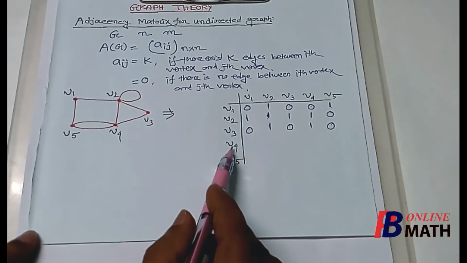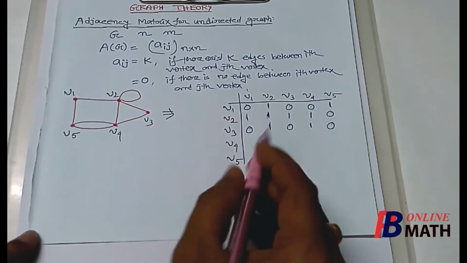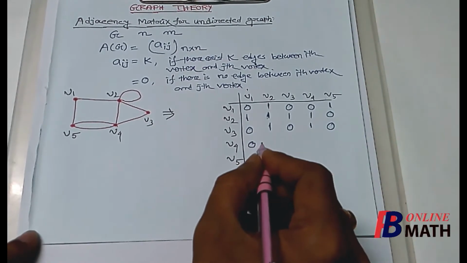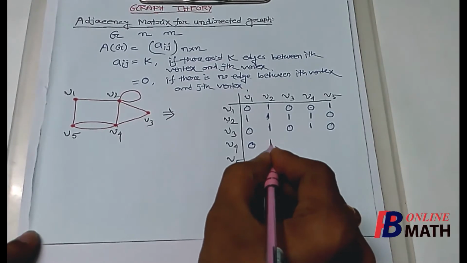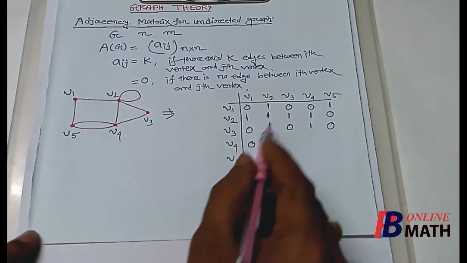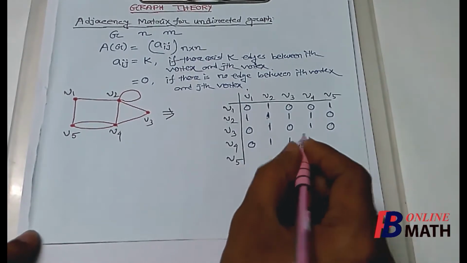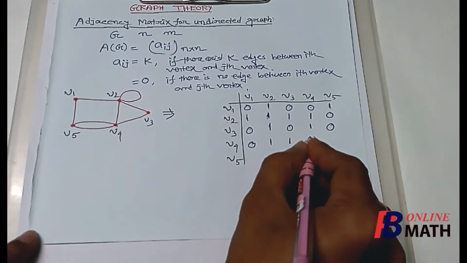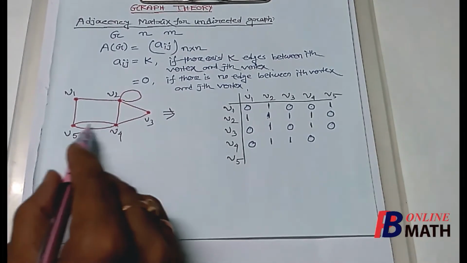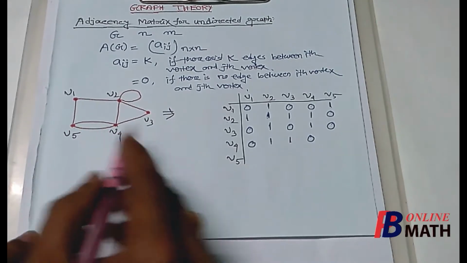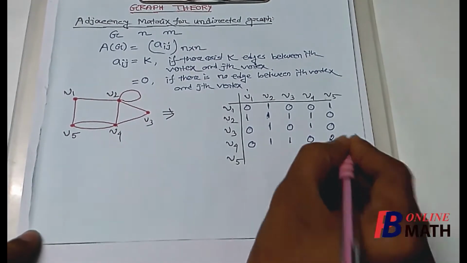Next V4, there is no edge between V4 and V1, so we put 0 here. There is only one edge between V4 and V2, we put 1 here. There is only one edge between V4 and V3, so we put 1 here. There is no self loop at V4, so we put 0 here. Now there are two edges between V4 and V5, two parallel edges, so we put 2 here.